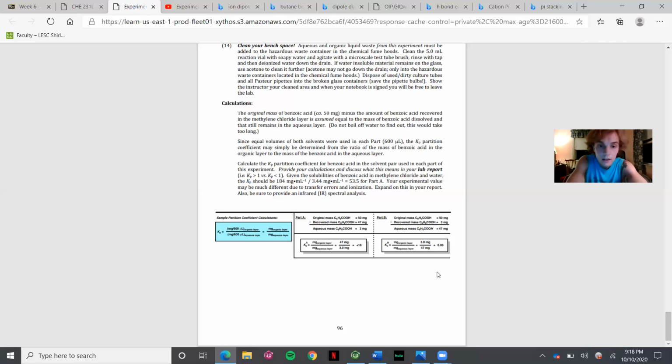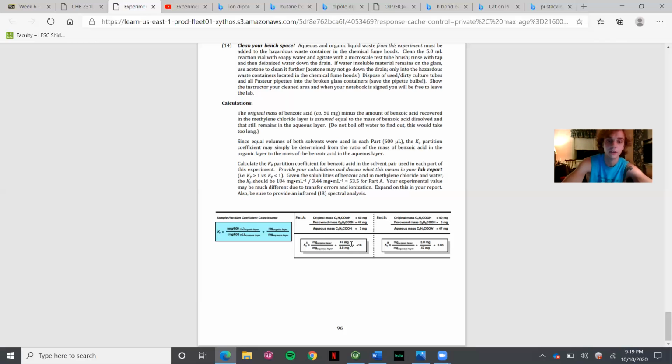Anyhow, back to the last comments on this. I'm going to just go over the partition coefficient calculation. It's very simple. The original mass minus the recovered mass, and then you get the aqueous mass. Then we know that because of the calculations previously described in the procedure, which you can see above, which I talked about earlier. We have the mass in the organic layer divided by the mass in the aqueous layer gives us our ratio, the partition coefficient, and vice versa for the sodium bicarbonate.